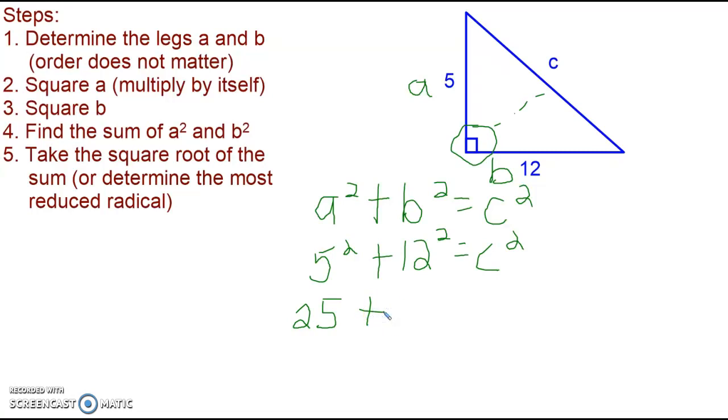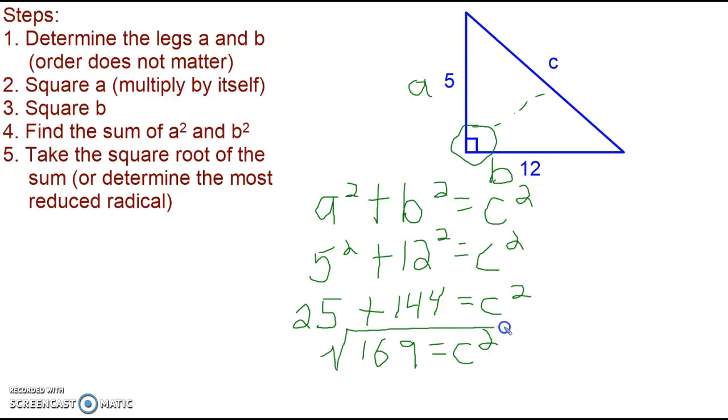We have 12 squared, which is 144, and that's going to be equal to C squared. So now we just need to add 25 and 144. That's going to get us 169. So now we have 169 is equal to C squared. Now remember that in order to find C, we need to take the square root of this. And the square root of 169 is 13. So we get that 13 is equal to C. So that means that this hypotenuse over here is 13.